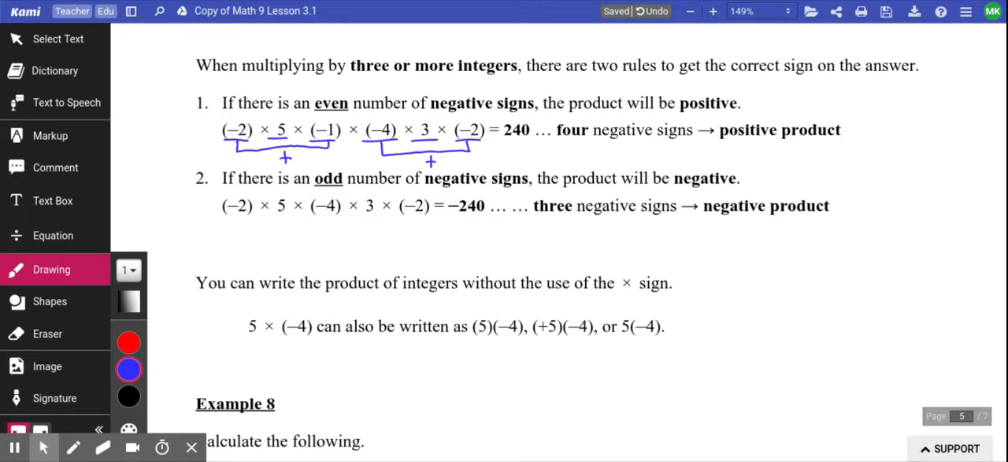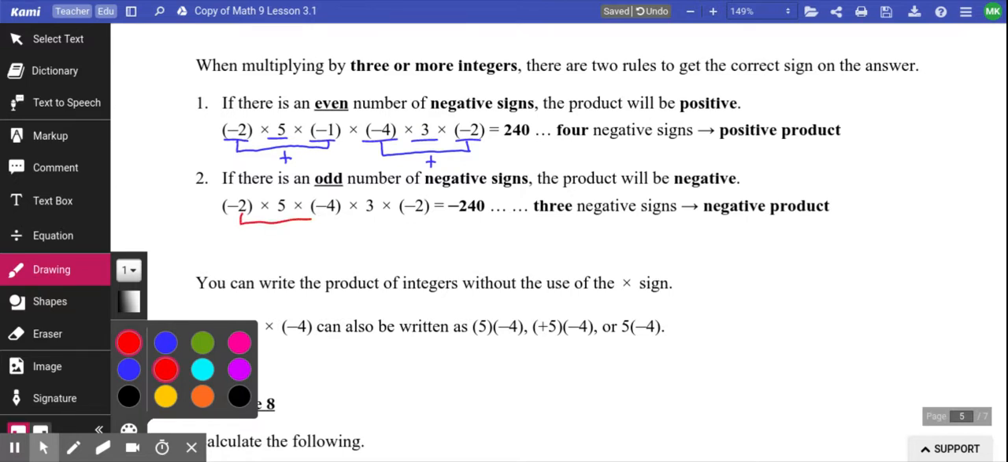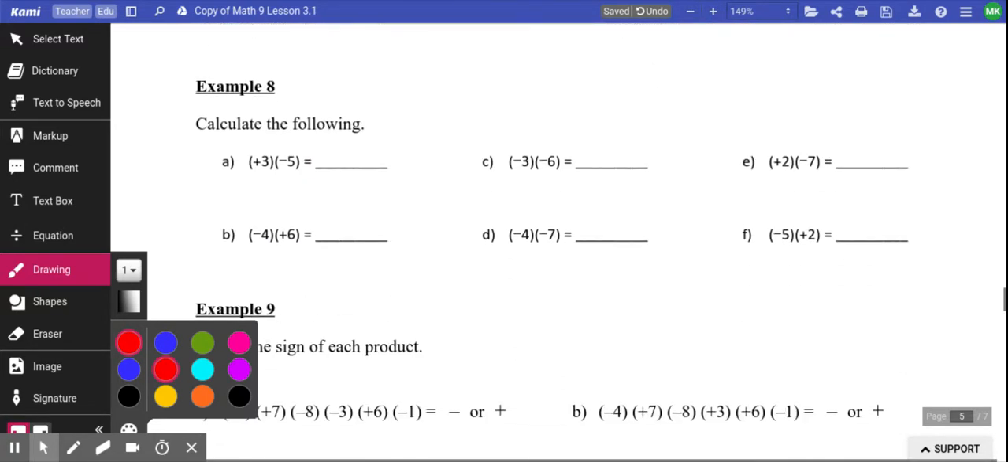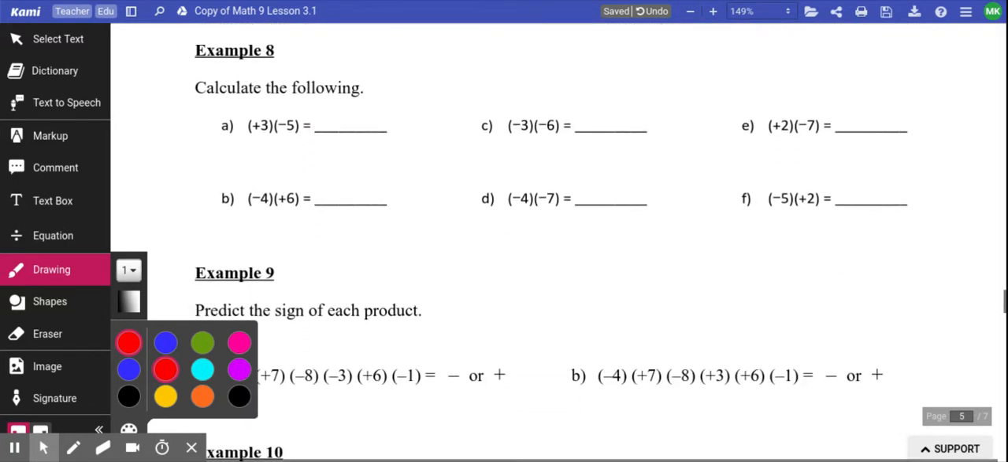If you have an odd number of them, like the question below, you'd have a negative times negative creates a positive, but then you have nothing to turn that negative positive. So an odd number of negative numbers will leave it as a negative answer. Beautiful. Looking at these, we're going to calculate them.